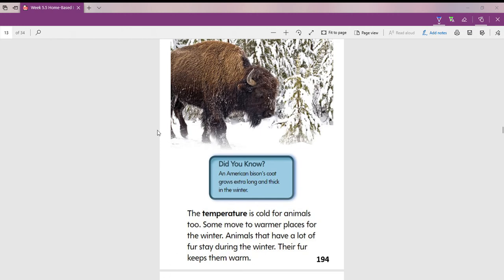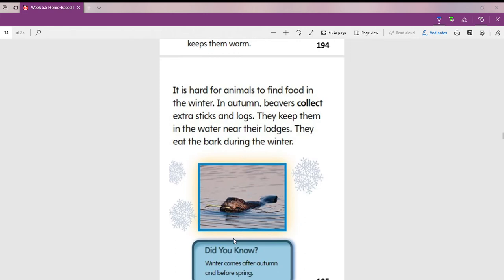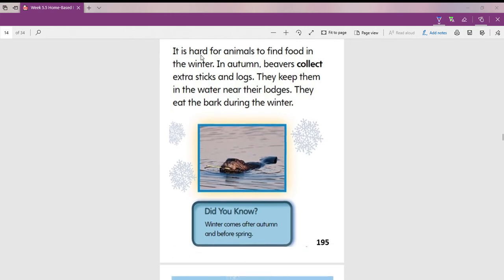The temperature, there's our vocabulary word, is cold for animals too. Some move to warmer places for the winter, like the geese in the other story. The geese fly somewhere warmer. Animals that have a lot of fur, like the bison, stay during the winter. Their fur keeps them warm. It is hard for animals to find food in the winter.